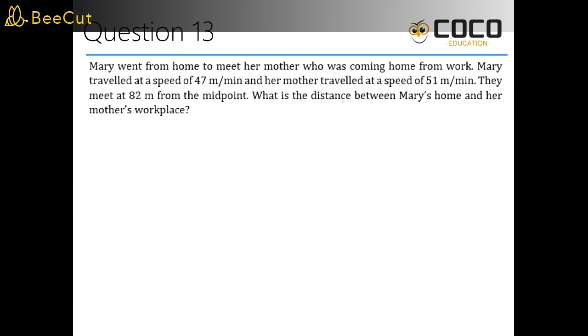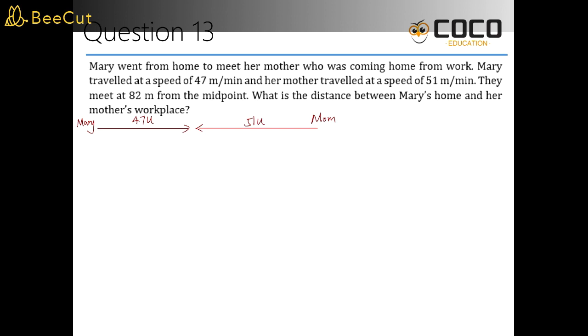Question 13. They tell us the speed of Mary is 47, her mother's speed is 51. They started to travel towards each other at the same time. We know that Mary traveled 47 units, where her mother traveled 51 units. So the distance ratio is the same as the speed ratio when they travel the same amount of time.